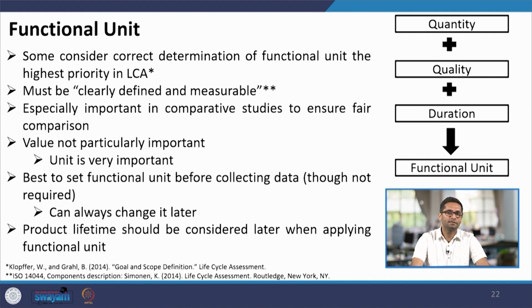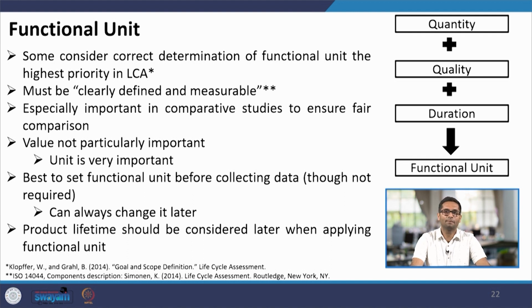The quality aspect is something that is often overlooked. A good quality aspect could be the wavelength, or the radiation wavelength, that pertains to the light. So a good functional unit, it has been suggested, should have these three features. It should pertain to the quantity, it should also pertain to the quality of the product that is being produced, and the duration for which it is being produced.